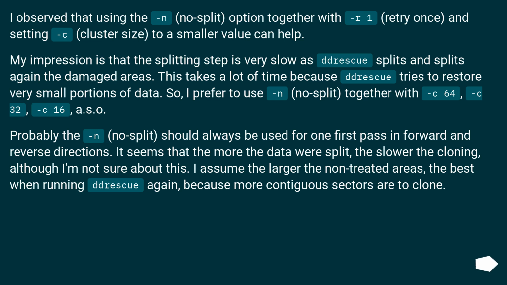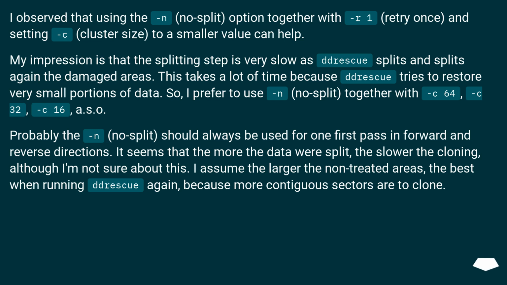I observed that using the -n, no split, option together with -R1, retry once, and setting -c, cluster size, to a smaller value can help. My impression is that the splitting step is very slow as ddrescue splits and splits again the damaged areas. This takes a lot of time because ddrescue tries to restore very small portions of data. So, I prefer to use -n, no split, together with -c64, -c32, -c16, and so on.